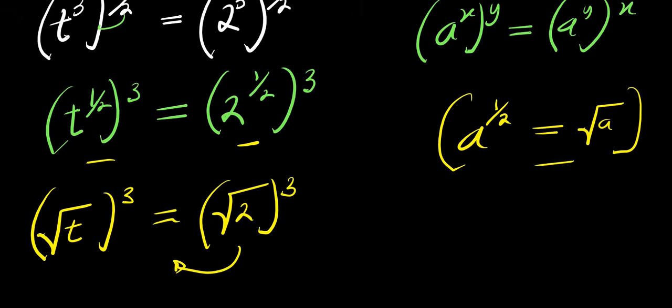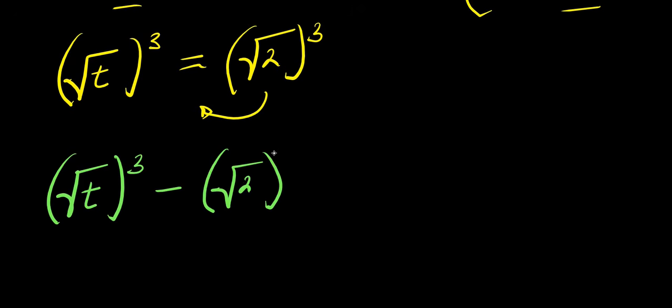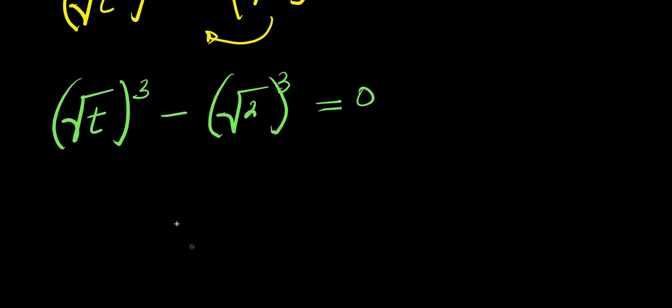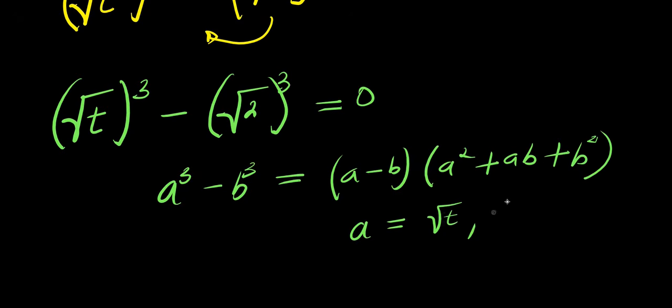So let's move this over here. Then we have square root of t to the power of 3 minus square root of 2 to the power of 3 equals 0. So at this point, we can expand this using the identity: a power 3 minus b power 3 equals a minus b times a squared plus ab plus b power 2. In this case, our a is root t and b is root 2.